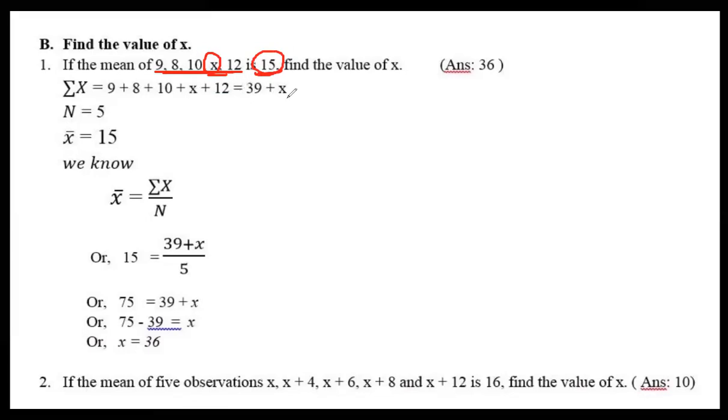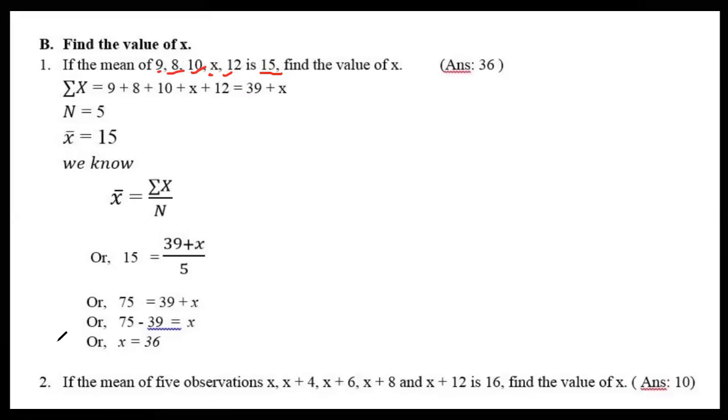Okay, now after adding all this, n means how many numbers are there altogether? The mean is 15. So how many numbers are there altogether? 1, 2, 3, 4, and 5. 5 numbers are there altogether: 9, 8, 10, x, 12. There are 5 numbers altogether.